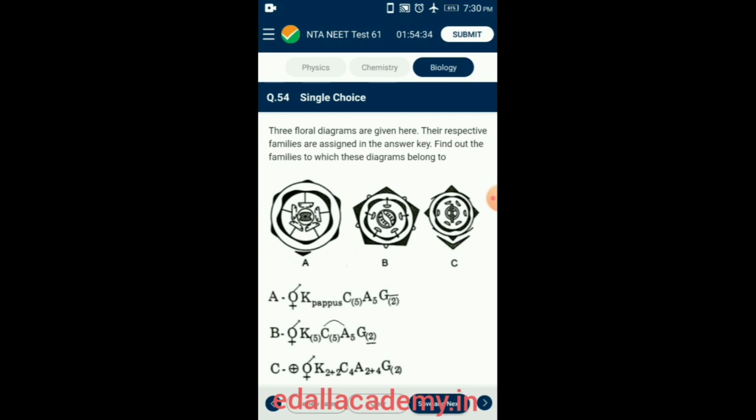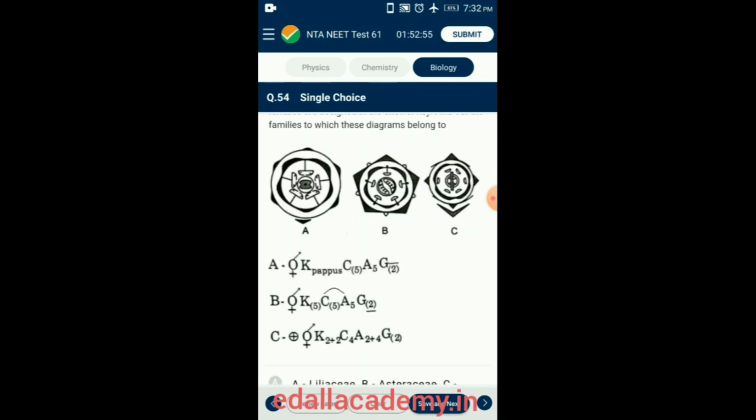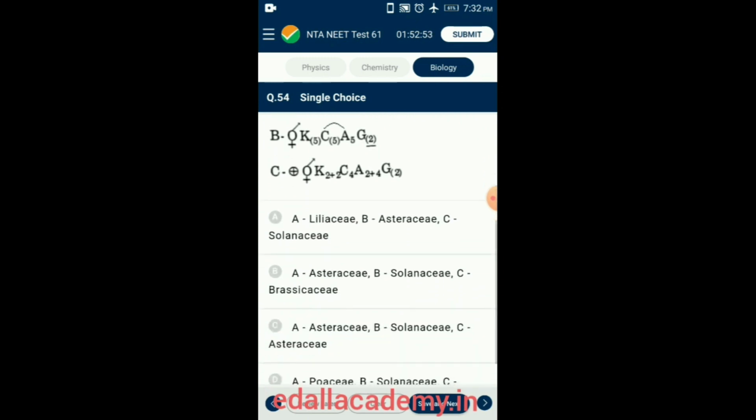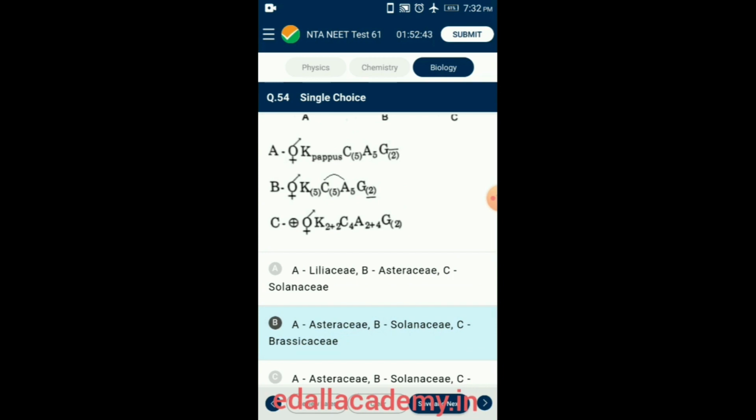Question number 54. Three floral diagrams are given here. Their respective families are assigned in the answer key. Find out the families which these diagrams belong to. The correctly matching option is option B. Floral formula A belongs to Asteraceae. Floral formula B belongs to Solanaceae. C belongs to Brassicaceae.